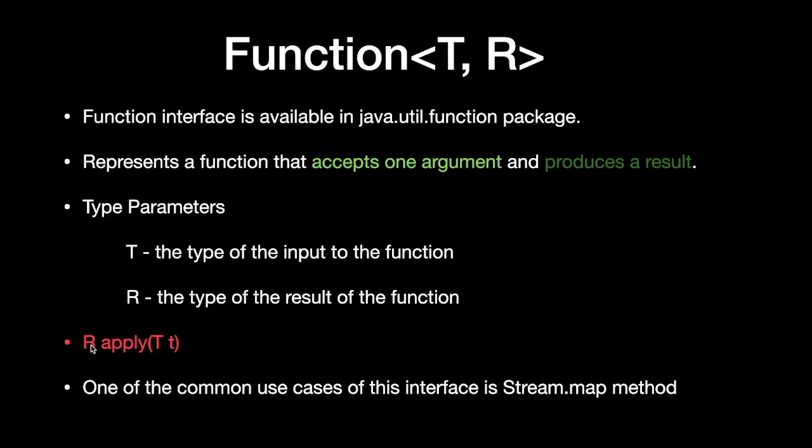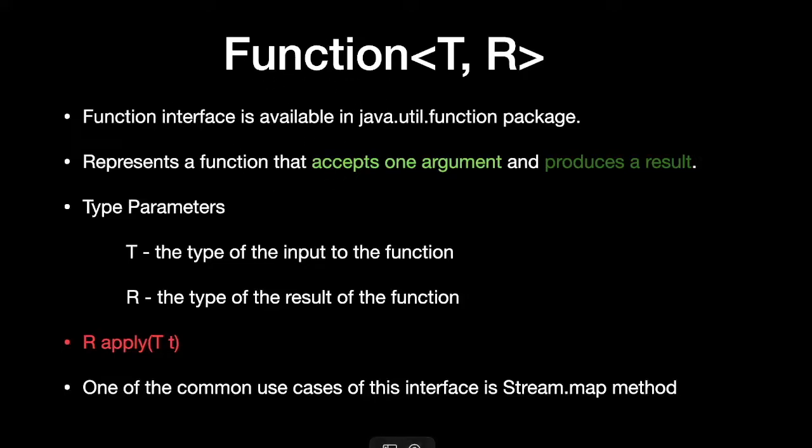After that, when do we use this Function interface? In Java 8 we have the Stream API. In the Stream API there is one method, map. Inside that method we mostly use the Function interface. Whenever we discuss the stream, at that time we will see how we are using this Function in the map method. Now let's go to IntelliJ and see the example of this Function interface.